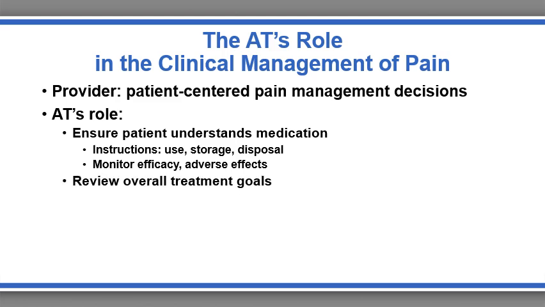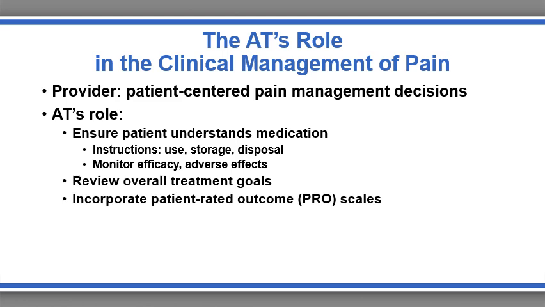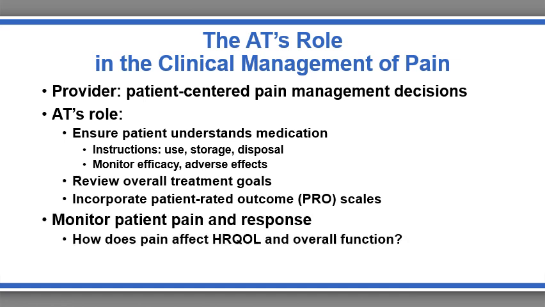Review all your treatment goals, and one of the things that's encouraged is using patient-rated outcome scales, because what this can tell you is if the person is truly getting better. A lot of these outcome scales can let you know if what they're doing is working, and this would be utilized not only with medications, but with your treatment in general. Monitor their pain and response. Look at how pain affects their health-related quality of life.